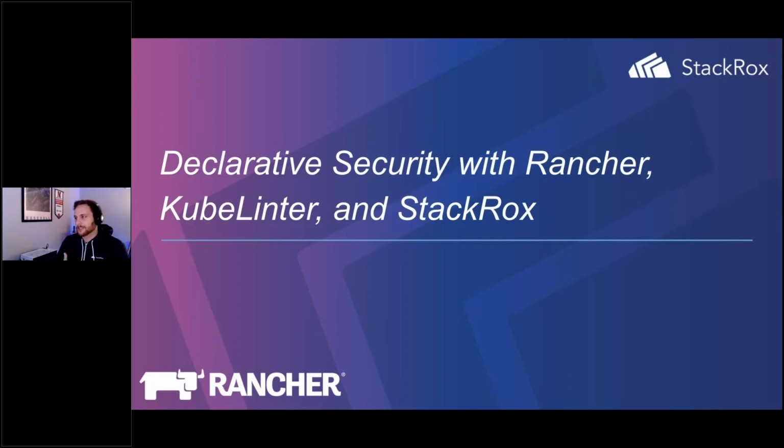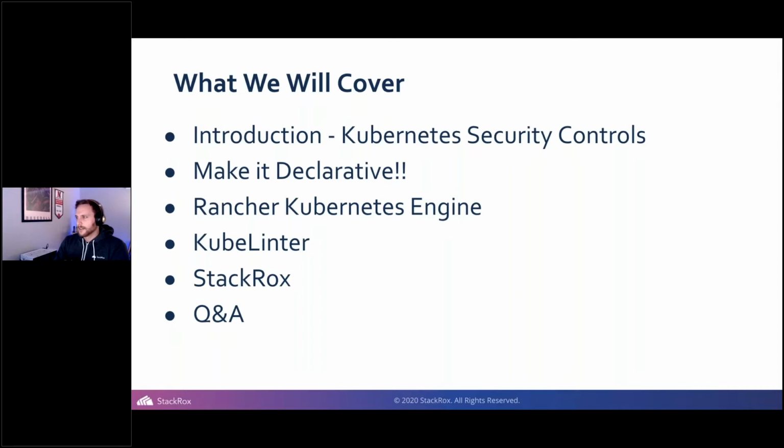But we're going to be talking about declarative security, specifically Rancher, RKE, the open source tool KubeLinter, and our tool StackRox, and how we can take a more declarative approach to security. So what we're going to cover: some quick Kubernetes security controls to start, some basics, just so that we can touch on it as we go. And we want to talk about making things declarative. So we want to talk about what Rancher brings, what RKE brings, how Rancher manages the state of your Kubernetes clusters.